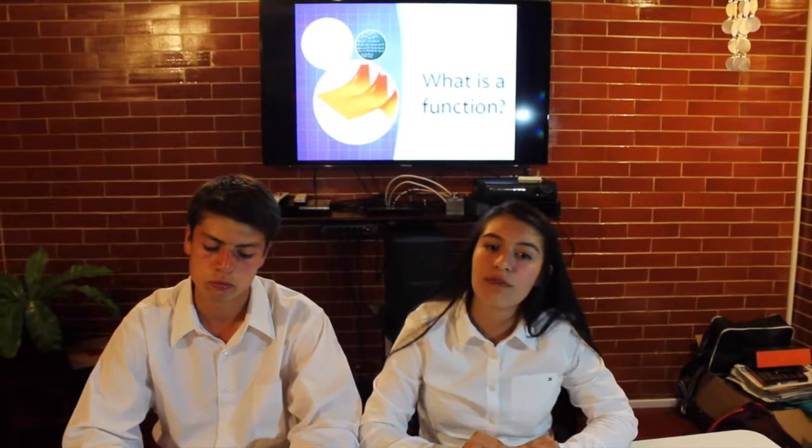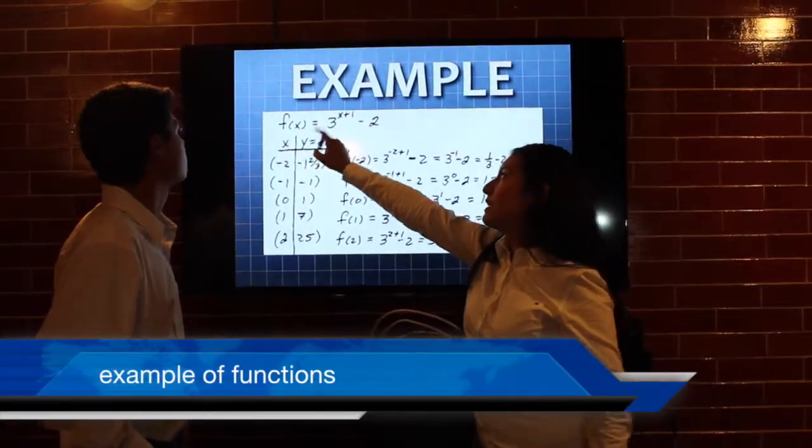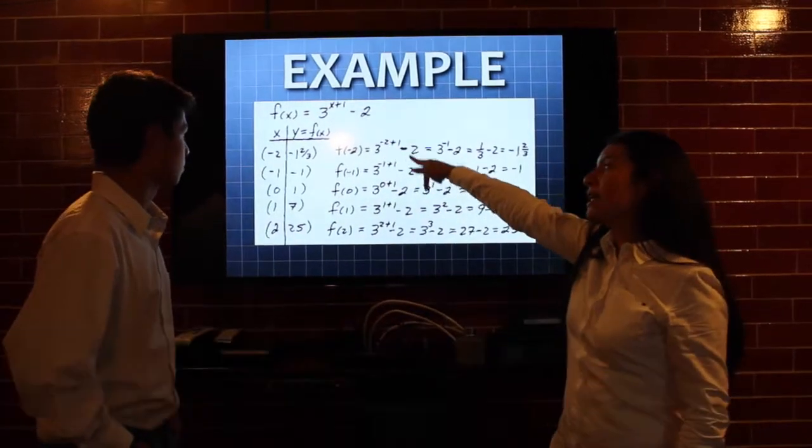The element of y being assigned is called the image of x. The set of x is called the domain of a function, and the set of all images is called the range of a function. For example, we have here f of x equals 3 to the power of x plus 1 minus 2.